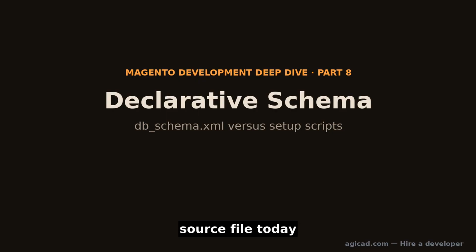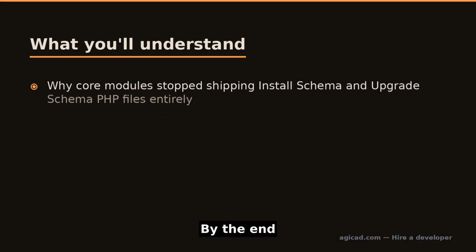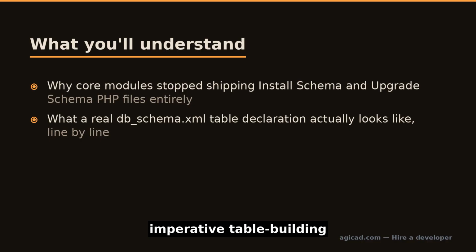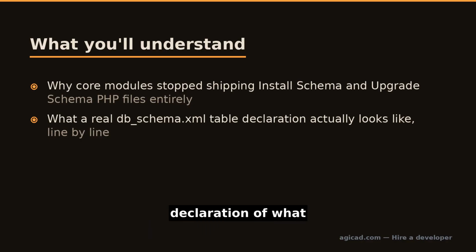Every source file today was pulled from a real local git checkout of the exact pin tag, 2.4.9, so the line numbers on screen are ground truth. By the end of this part, 5 things should click. Why core modules stopped shipping install schema and upgrade schema PHP files entirely, replacing imperative table building code with a declaration of what the schema should look like.